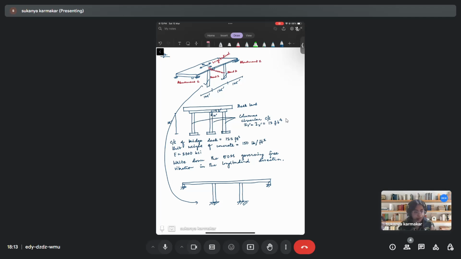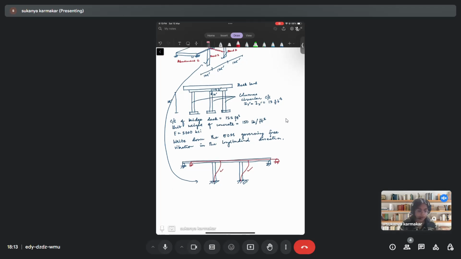It's a free vibration problem, so certain initial conditions have to be imparted. Suppose you are imparting an initial displacement to this bridge, and you move the bridge to this position. The column will be bent like this. So the stiffness provided will be the stiffness of this bent and this bent. For writing the equation of motion, what do you need? You need the mass and the stiffness.